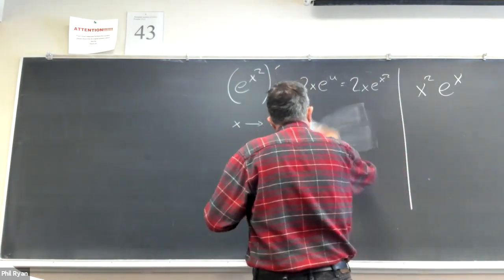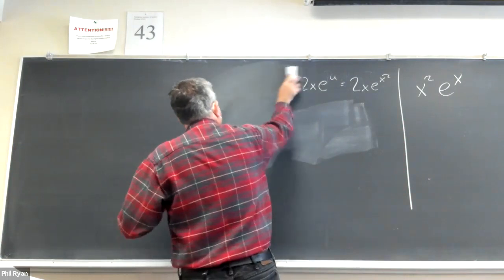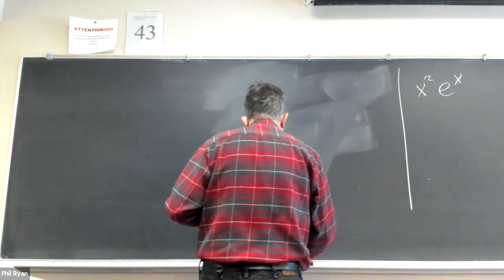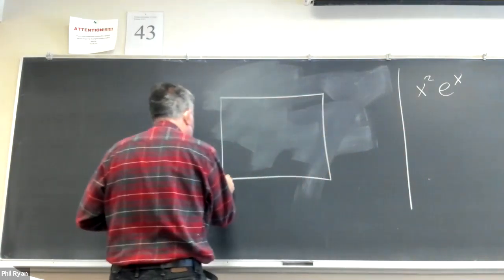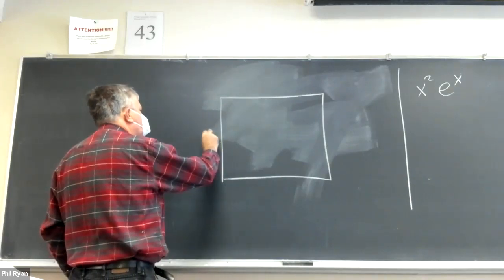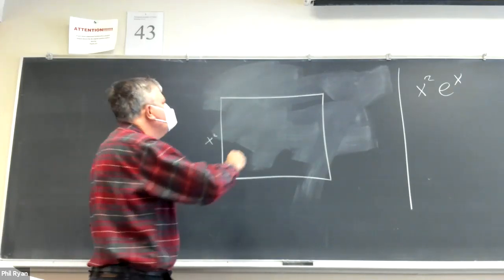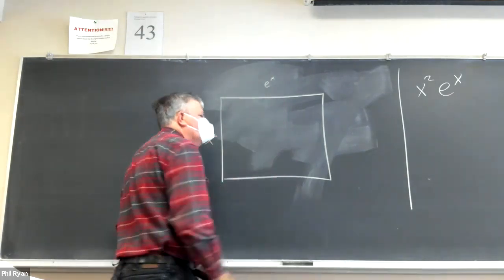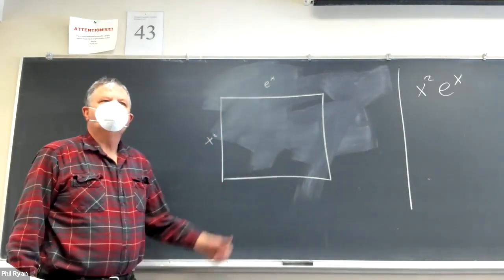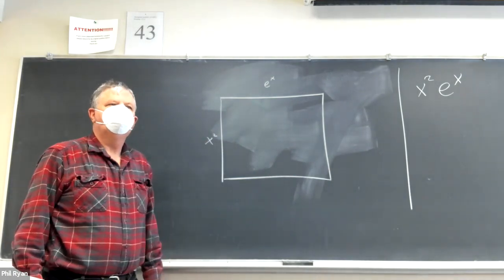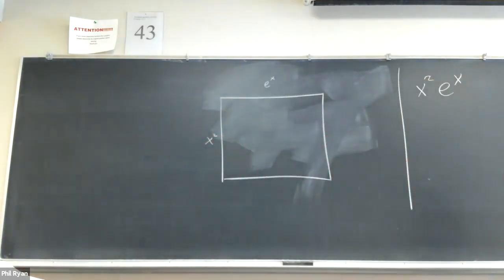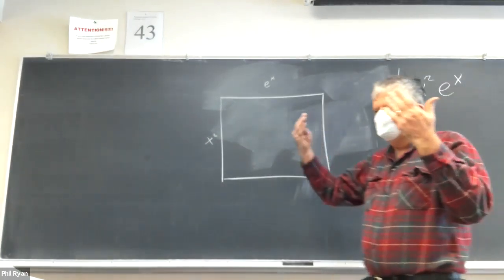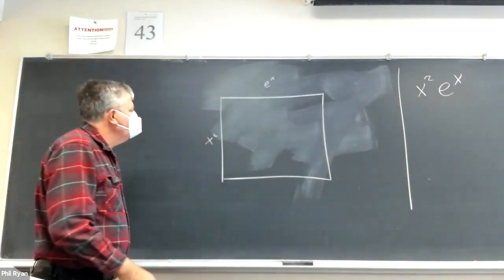It's actually not hard to figure out. So let's pretend we've got a rectangle, and this side is x squared and this side is e to the x. So what's the area of the rectangle? It's the product, right? This is just the geometric way to think about products. You think of products as an area. That's kind of a natural thing to do.